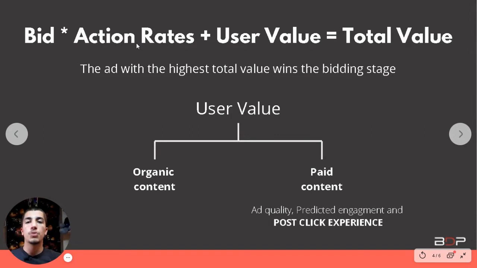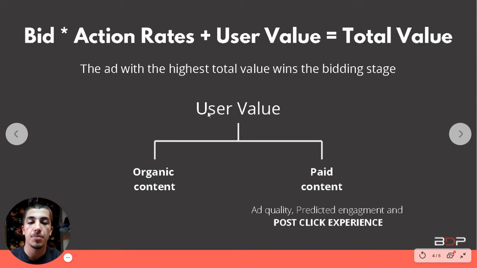Now, we all know what a bid is. It's really just the money that you are willing to invest to win the auction for the space. Action rates are the percentages that someone is going to engage with your ad. This is based on the previous, like if they've already engaged with some organic content and all that stuff. And user value is something a little more complicated.